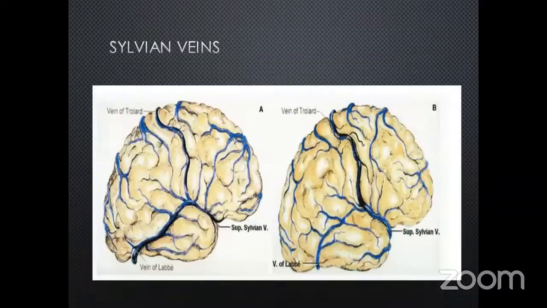Now, coming towards the sylvian veins, the important vein is the vein of Trolard, which connects the superior sylvian vein, which runs in the sylvian fissure, to the superior sagittal sinus. Then we have the vein of Labbé, which connects the transverse sinus with the superior sylvian vein. It runs on the temporal side and runs superiorly towards the superior sagittal sinus. Here we have the superior sylvian vein, vein of Trolard and Labbé.